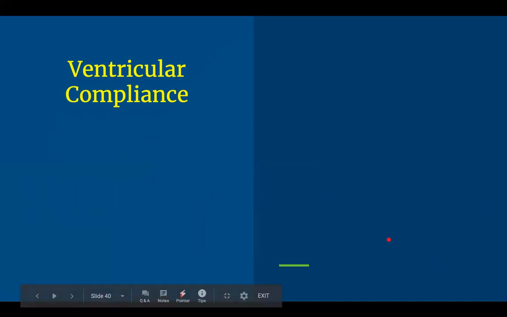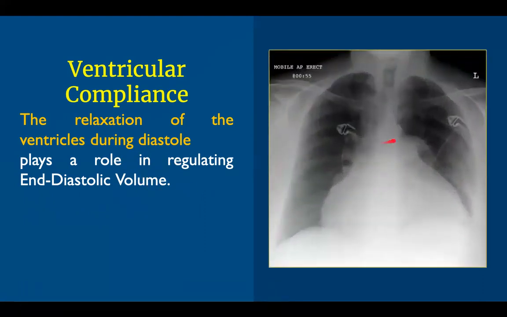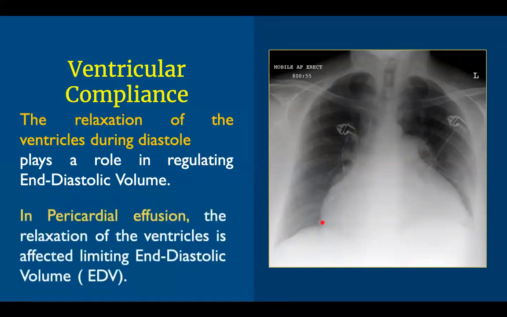Another factor is ventricular compliance, that is the ability of the ventricular muscle to relax at the end of diastole. The relaxation of ventricles during diastole plays an important role in regulating end diastolic volume. When there is collection of fluid around the heart, as in pericardial effusion, the end diastolic volume is affected because the ability of the ventricles to relax is affected. This limits the end diastolic volume.